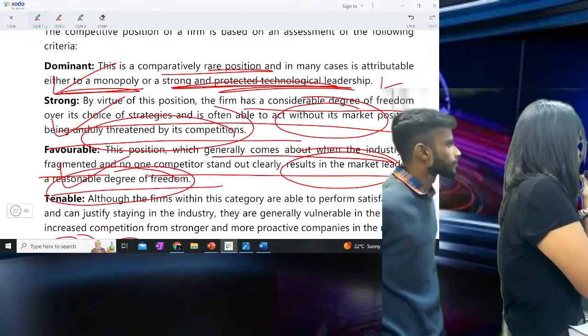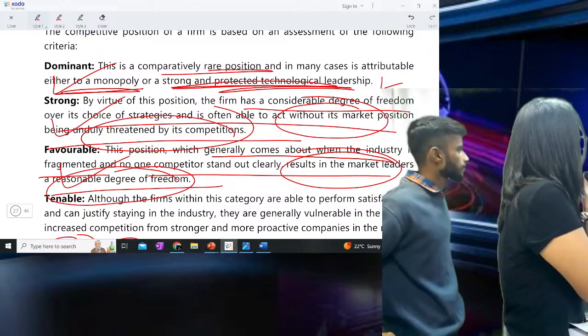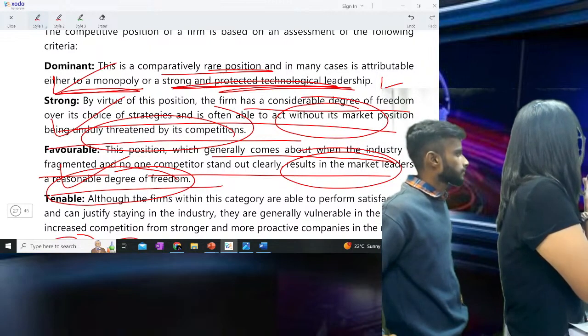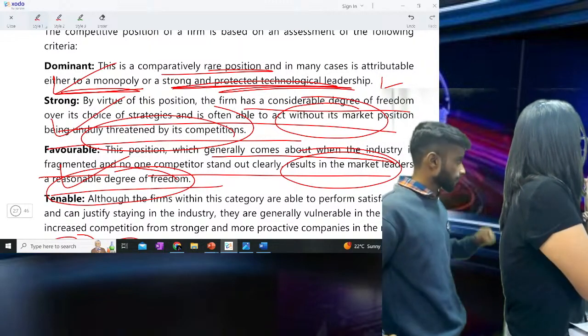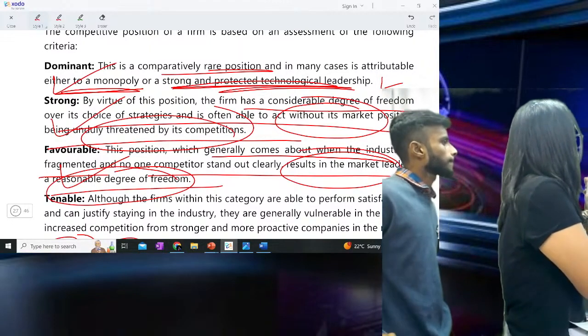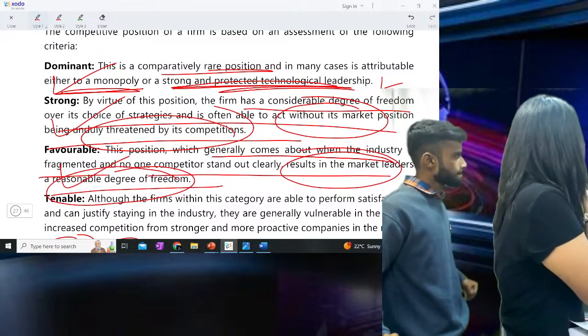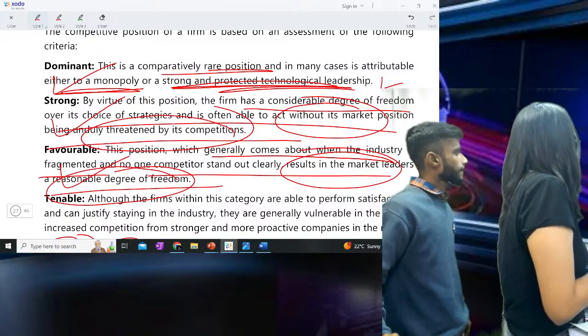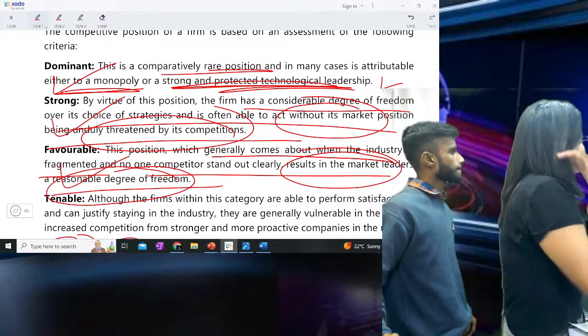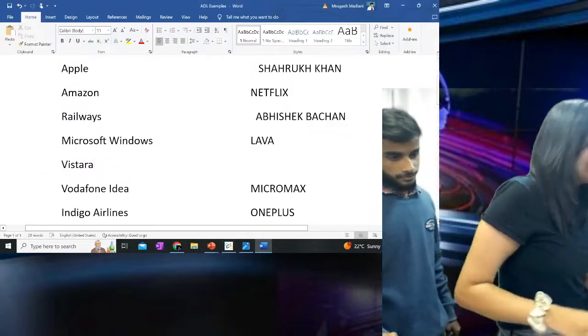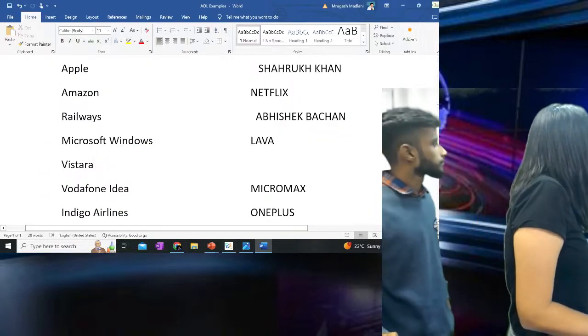Favorable. This position generally comes about when the industry is fragmented. Industry is divided. Continue. And no competitor stands out clearly, which results in the market leaders having a reasonable degree of freedom. See, no one is standing out. I am the leader, so I have little freedom. Chalo. Tell now.